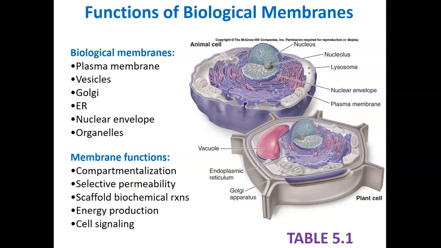In regards to scaffolding our biochemical reactions, what the membranes allow us to do is to stabilize the position of those reactants and localize them in relative proximity to the appropriate enzymes to drive particular chemical reactions, kind of allowing the appropriate reactants and the appropriate enzymes to be localized together in the same region.